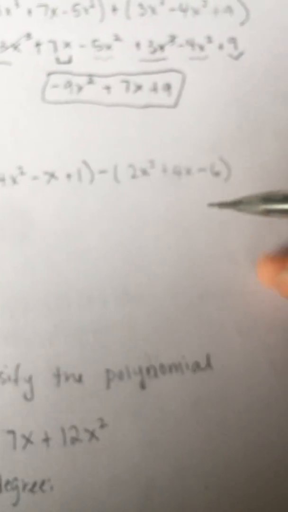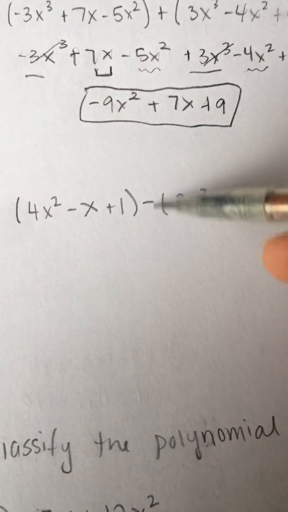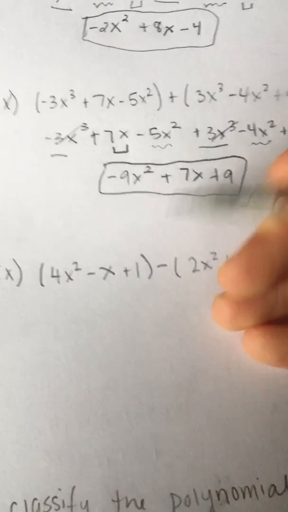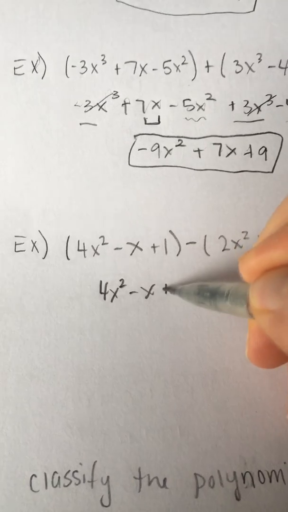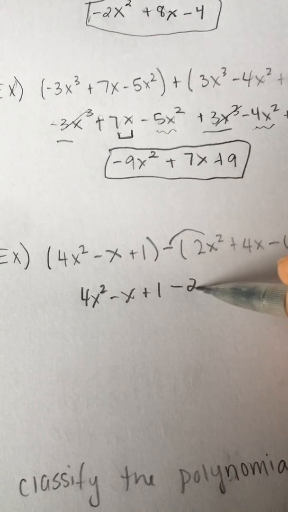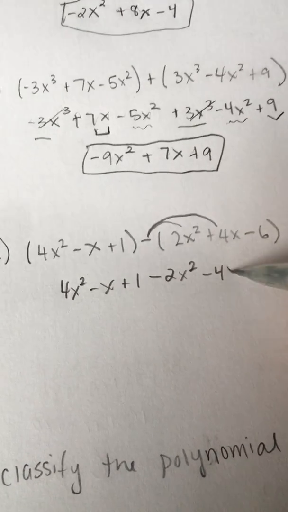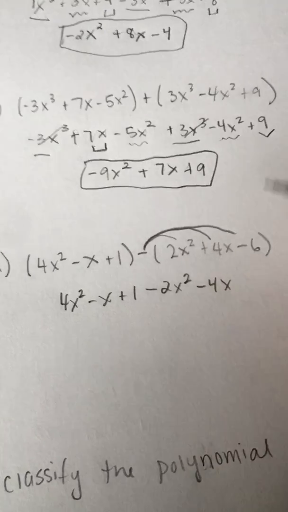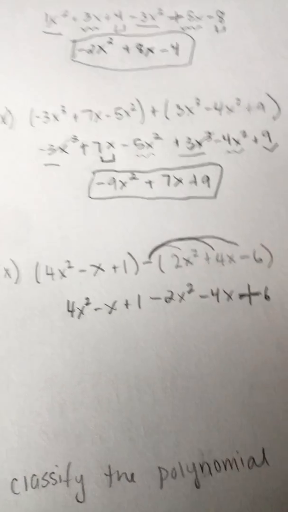Third example. We are going to subtract these two polynomials. Why are we subtracting? Because that's the symbol that's in between. The first set of parentheses comes down just the way it is, just like we did in both examples above. Here we have to make sure that we are subtracting 2x squared, that we are subtracting 4x, that we are subtracting a negative 6. Two negatives make a positive.